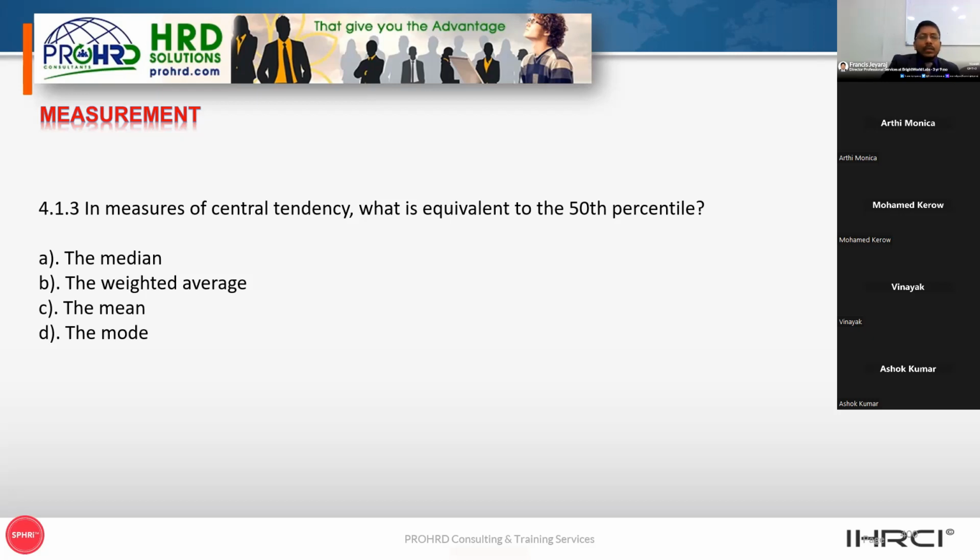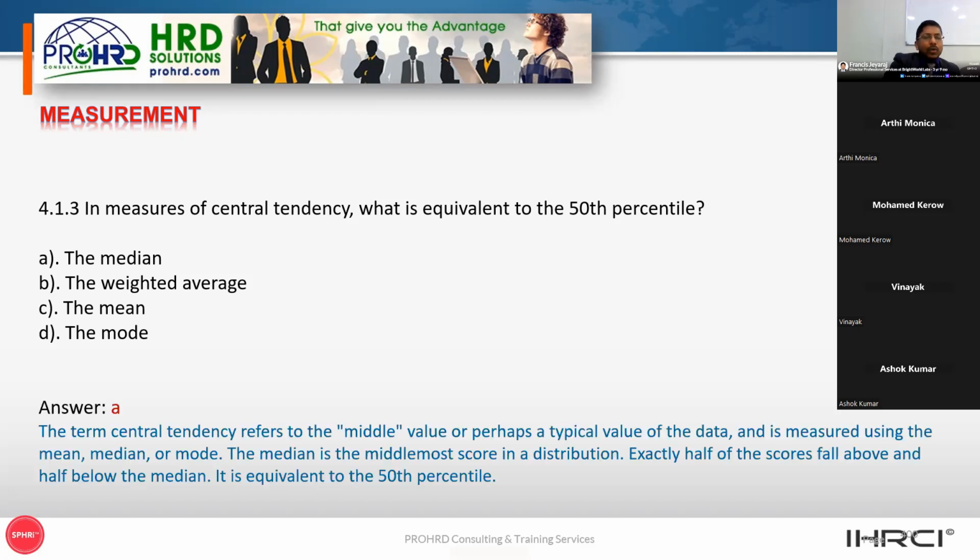Excellent. Arti, Mohammed, everyone answered the correct answer. Ashok also. Median is the right answer. Very brilliant. So the name itself, you can draw the inference. 50th, median means middleman. Middle of.